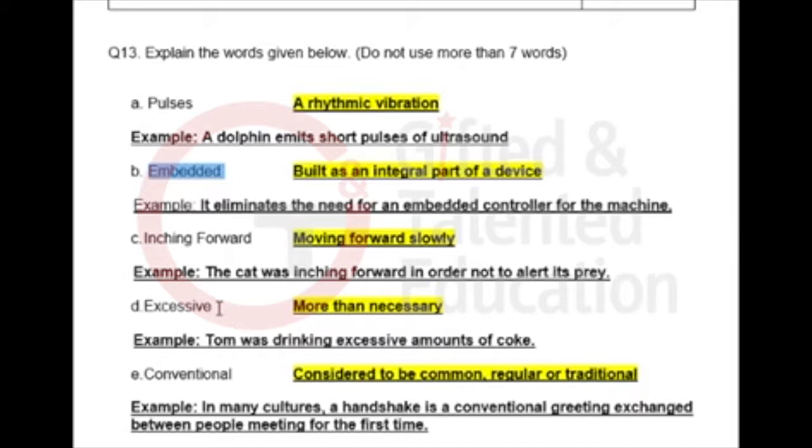13d, excessive, more than necessary. For example, Tom was drinking excessive amounts of Coke. Well, that's way too much. Way too much than needed. How about the word conventional? If something is conventional, it is considered to be common, regular, or even traditional. For example, in many cultures, a handshake is a conventional greeting exchanged between people meeting for the first time. That is quite true, even in our culture.